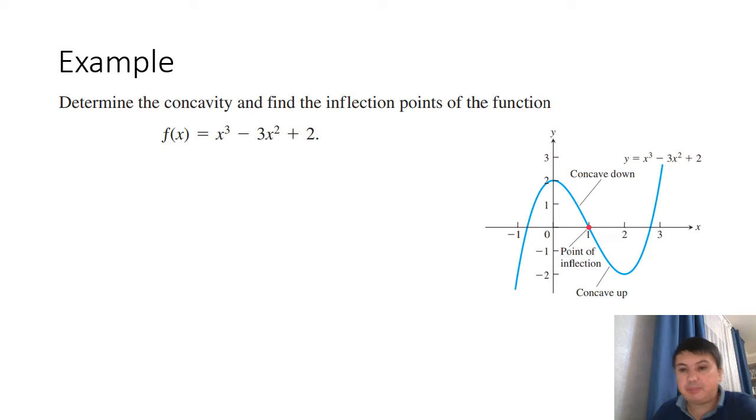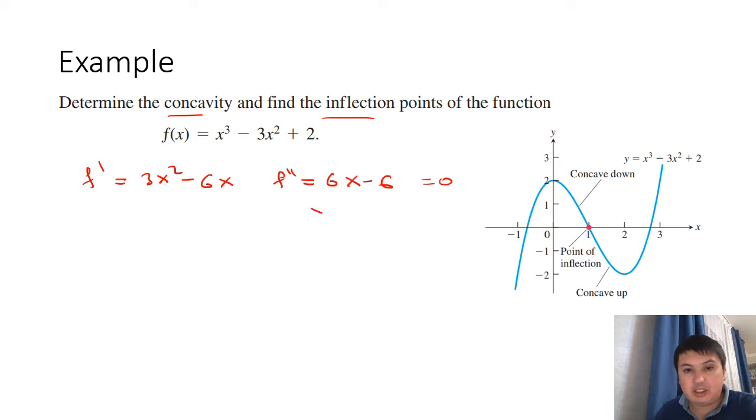Let's consider a cubic polynomial and investigate the concavity and inflection points. Well, what we do, we take the second derivative. So the first derivative is 3x squared minus 6x. The second derivative is 6x minus 6, right? Like we find the critical points looking at the zeros of the first derivative, we investigate concavity looking at the zeros of the second derivative.